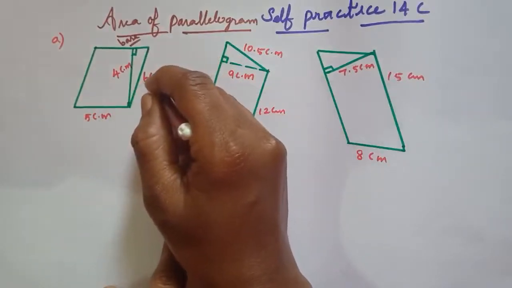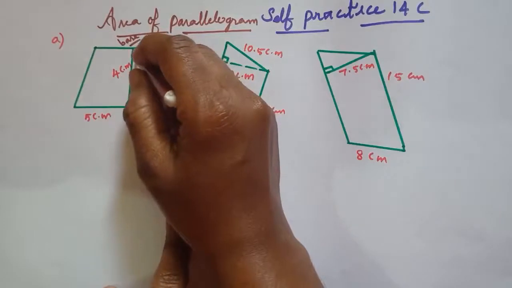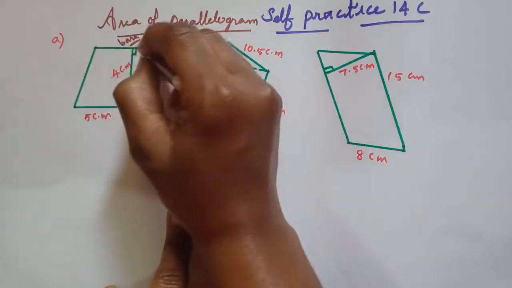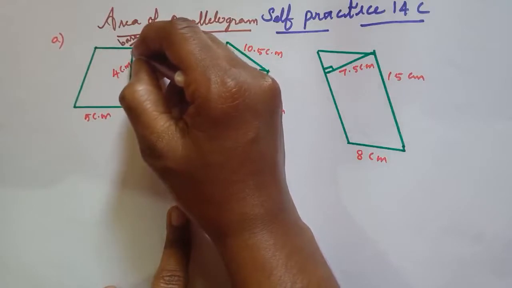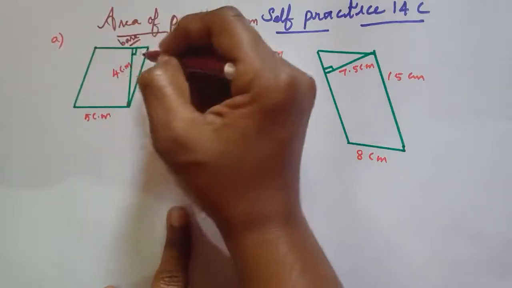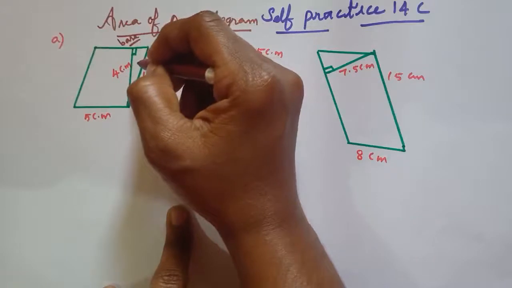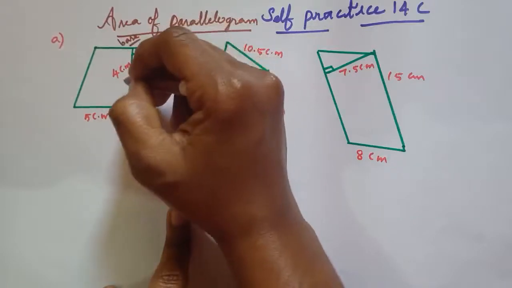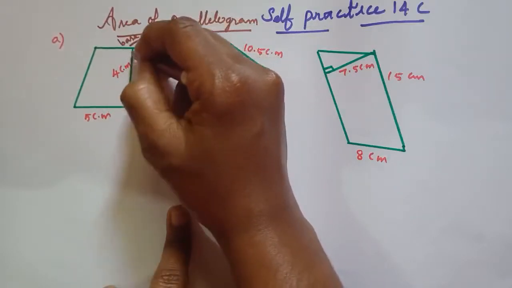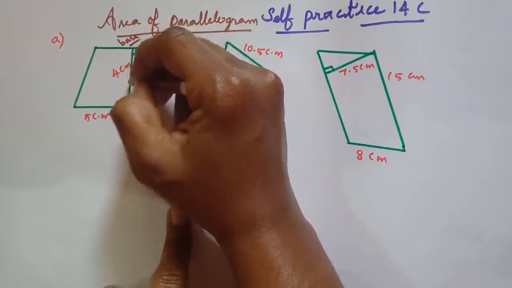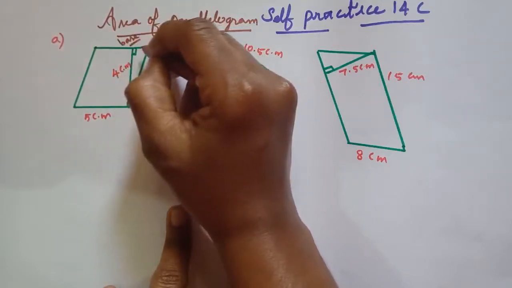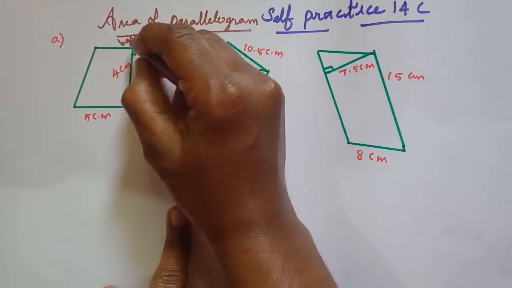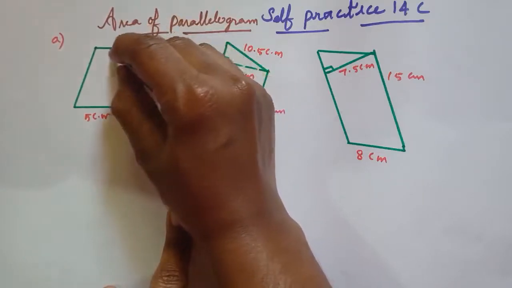Students, listen. The line to which the inner line makes a perpendicular angle is to be considered as the base of the parallelogram. Once again I repeat, the line to which the inner line makes a perpendicular angle is to be considered as the base of the parallelogram. So you should take the base length as this length.